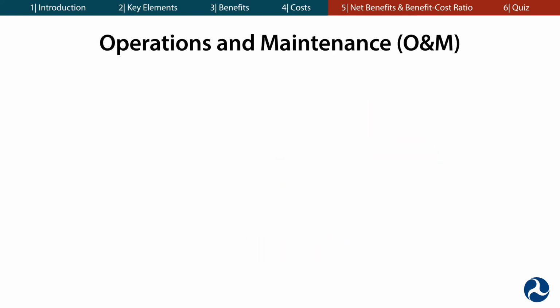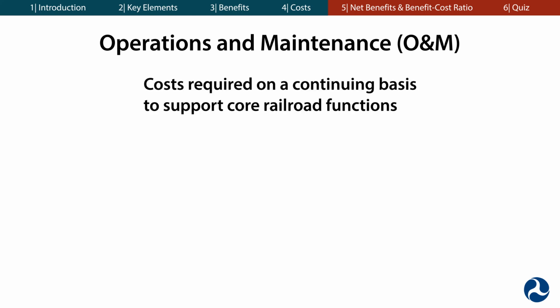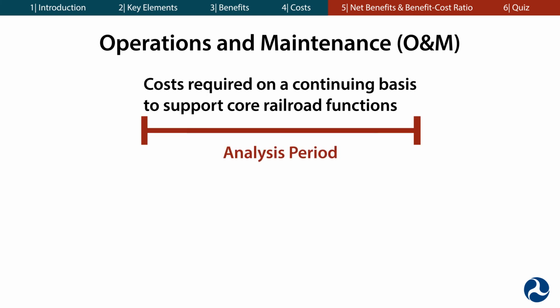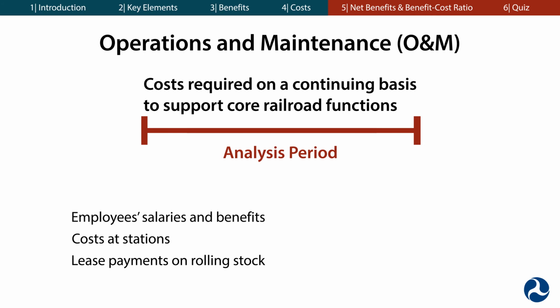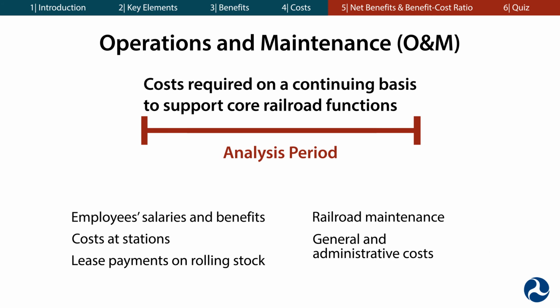Operations and maintenance, or O&M costs, are those required on a continuing basis to support core railroad functions. You should include O&M costs that will be incurred throughout the entire analysis period. Common O&M cost categories include employee salaries and benefits, costs at stations such as ticket sales, utilities and maintenance, lease payments on rolling stock, railroad maintenance, and general and administrative costs.